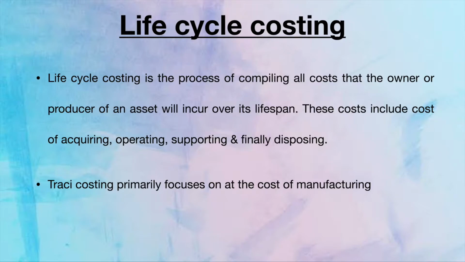These costs include the cost of acquiring, operating, supporting, and finally disposing. So the entire life cycle of a product I'm going to analyze and find out the cost as well as the revenue. Now, traditional costing, what does it do? It only focuses on the cost of manufacturing. How can I lessen or reduce the cost of manufacture? But in this concept, you are looking at the entire life cycle, not just the beginning, but every stage of the life cycle I am going to analyze the product.